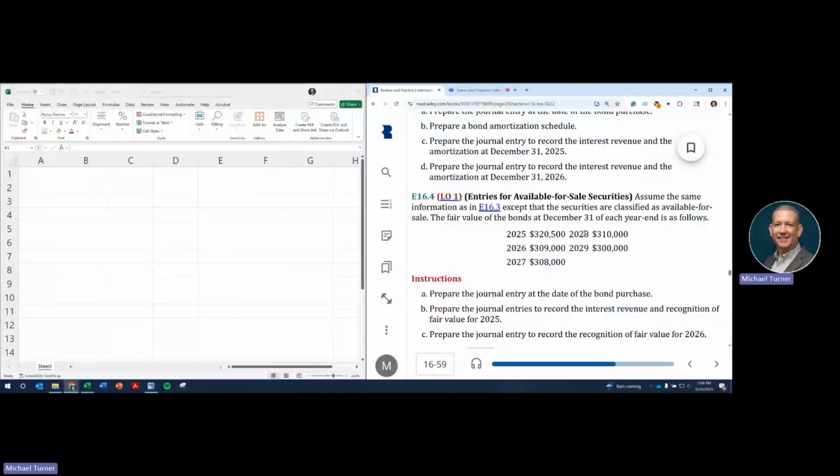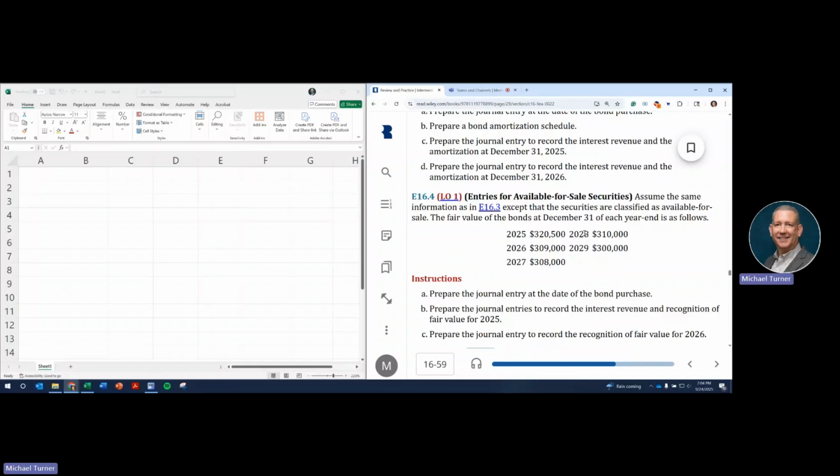Let's work exercise 16.4 from chapter 16. This is related to entries for available for sale securities. So as always, we'll read the problem, set up the facts, and then we'll solve for the questions.